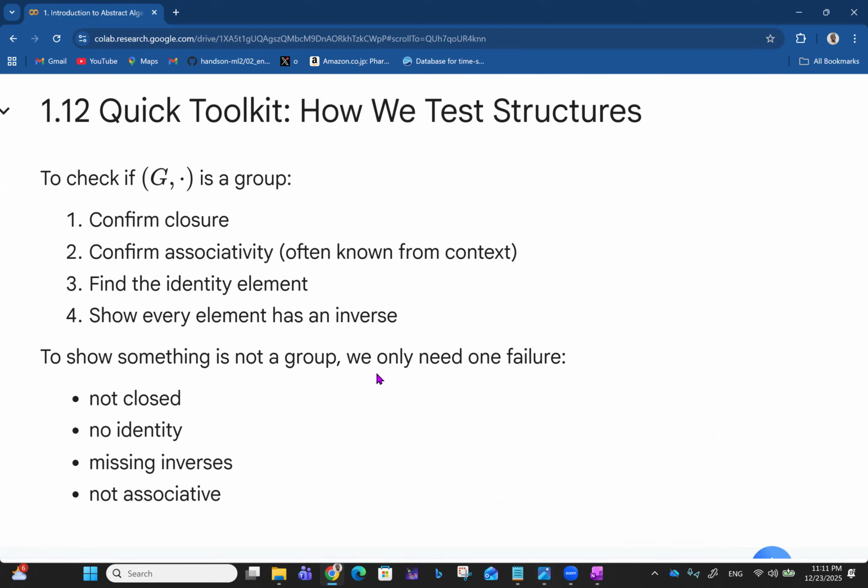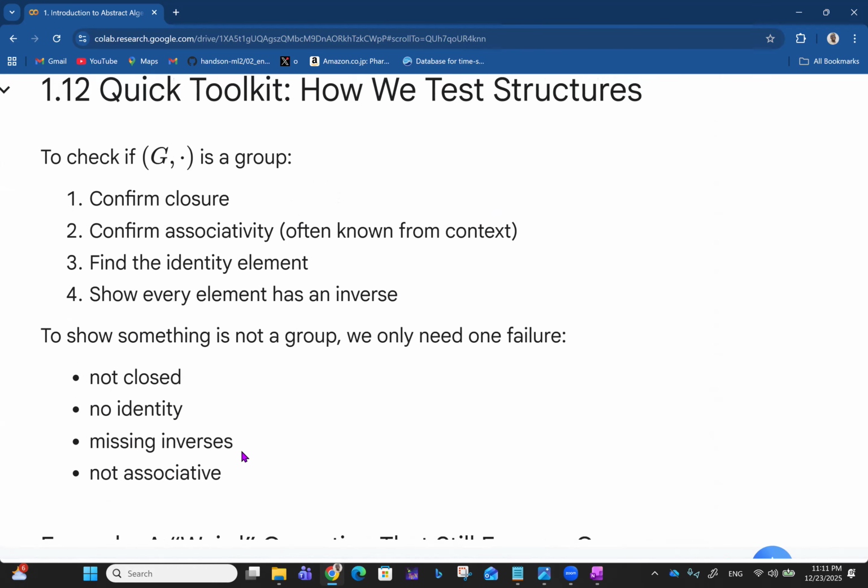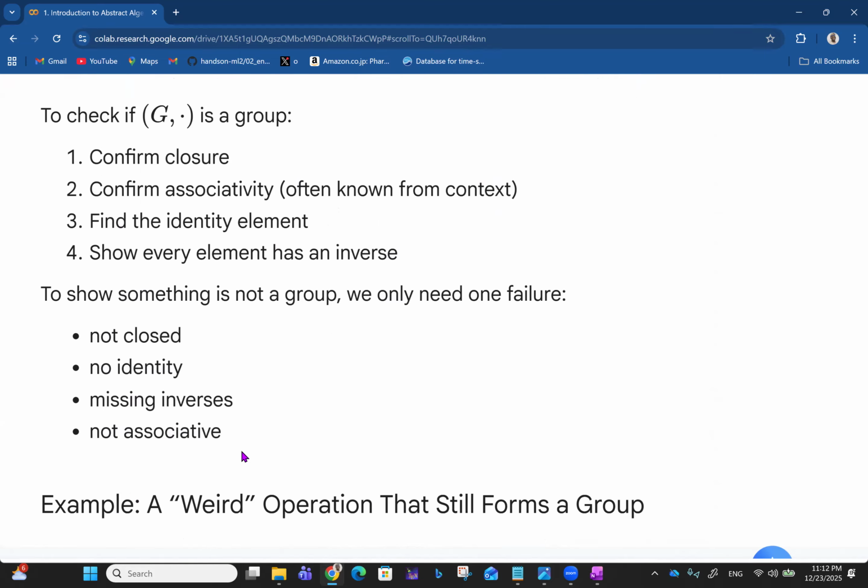So to show something is not a group, we only need one failure. Once one thing fails, whether you see there's no closure, or there's closure but no identity, it fails. If you have everything but no inverse, it fails. If you have everything but it's not associative, it also fails. So once one thing breaks down, forget it. What you have is not a group.